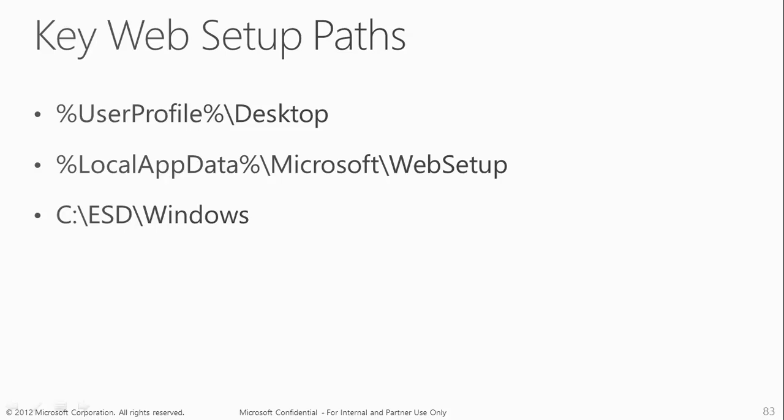The second path that we're looking at is in your %localappdata% folder under Microsoft Web Setup. This contains the web setup engine and support files like the Panther folder, which we use for logging. And then finally, C:\esd\Windows. This is the location where the complete installation source is located when web setup is complete. So when we actually download all of the files from the internet, this is where they get downloaded to.